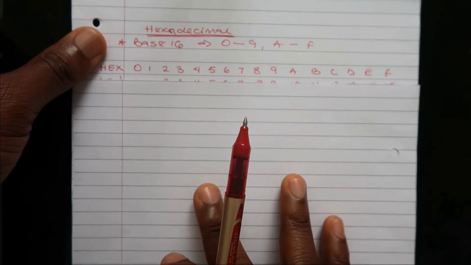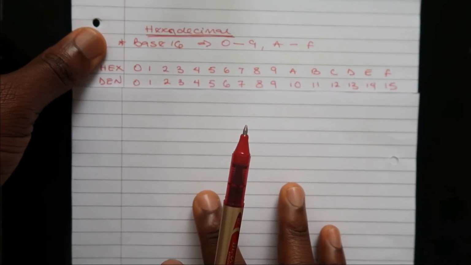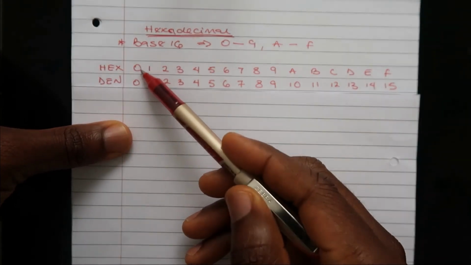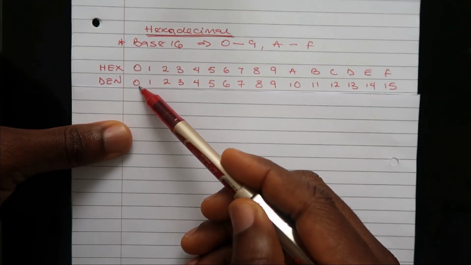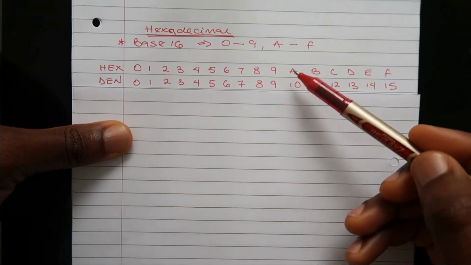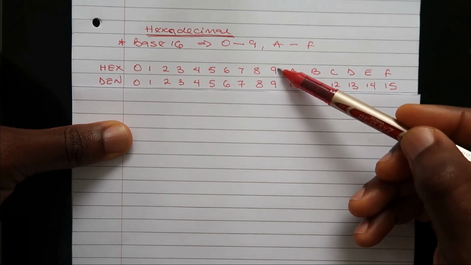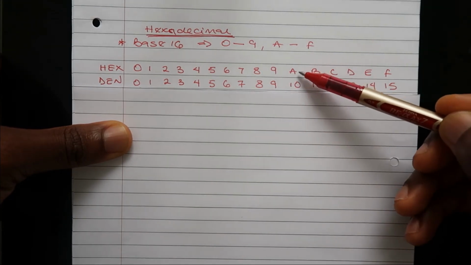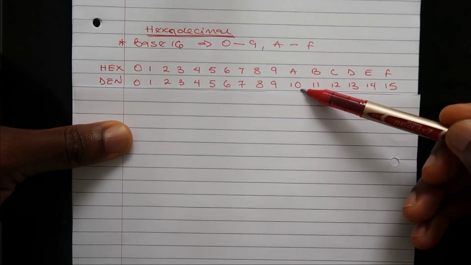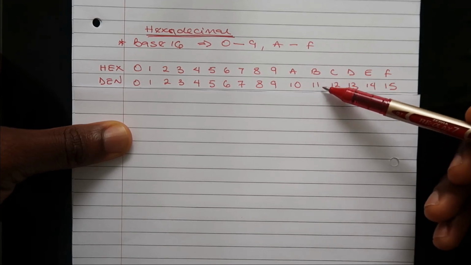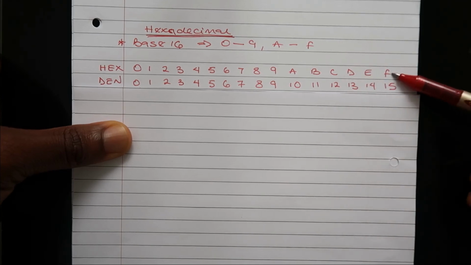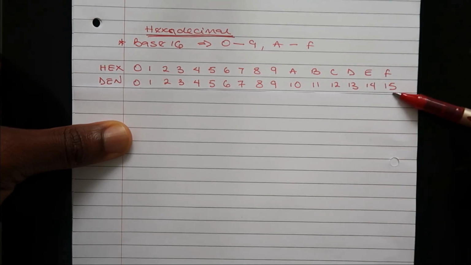When matched against a Denary number, you can see here that 0 in hexadecimal is still 0 in Denary, and that goes up to 9. You can see 9 in hexadecimal is 9 in Denary. But A in hexadecimal is what we represent as 10 in Denary. B in hexadecimal is what we refer to as 11, and it goes up to F, which is represented using 15.